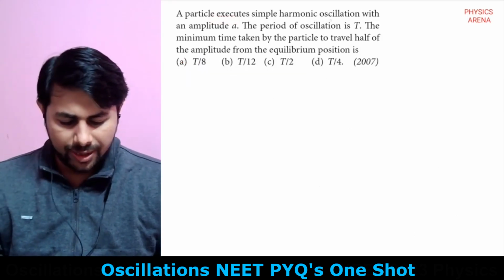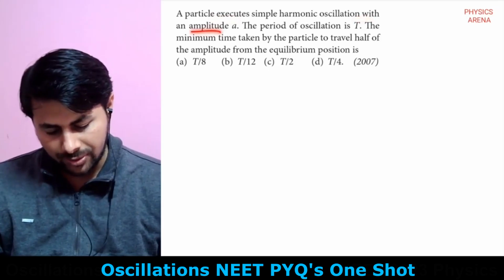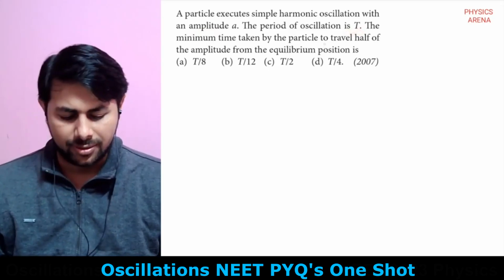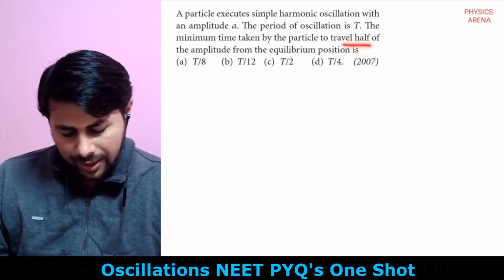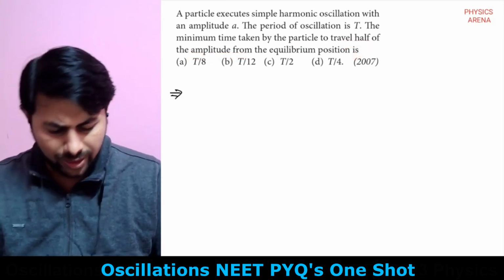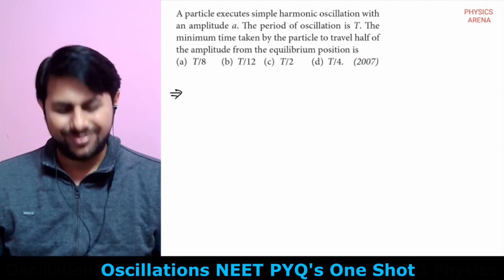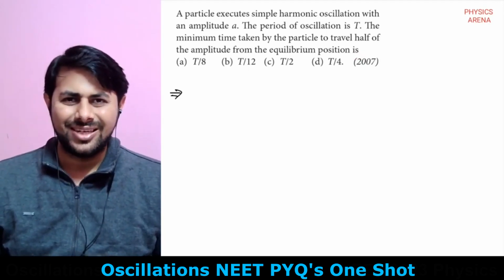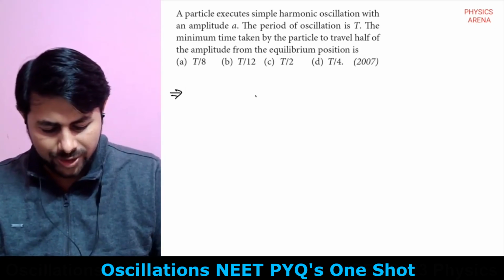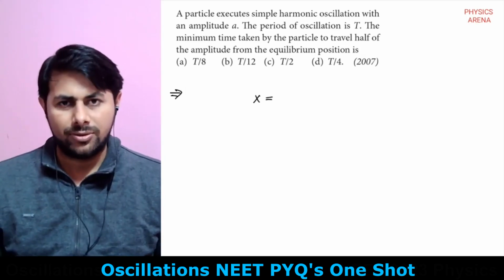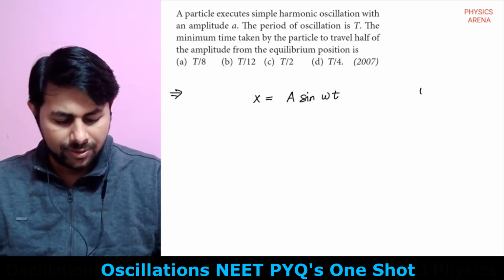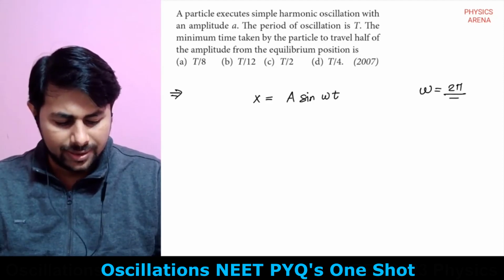A particle executes simple harmonic oscillation with an amplitude A. The period of oscillation is T. The minimum time taken by the particle to travel half of the amplitude from equilibrium position is. Okay, actually it will take a fixed amount of time, not the minimum time, right? Every time it will take the same amount of time. So the particle is starting from the mean position. Which equation do we have to use? X equals A sine of omega t, and omega can be written as 2 pi by T.